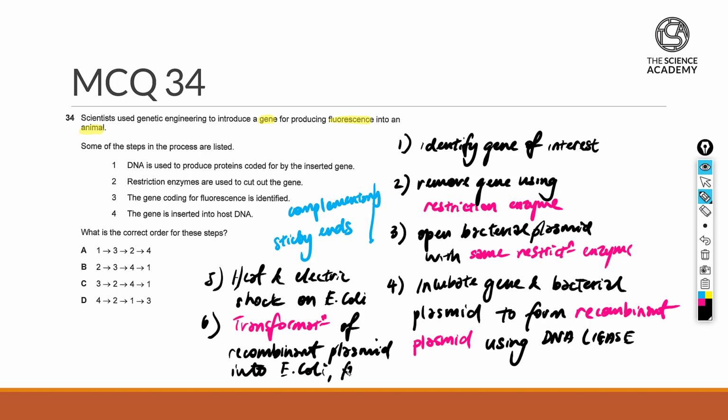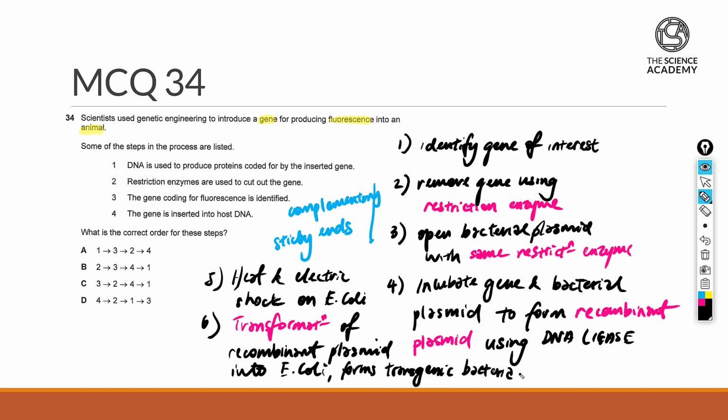And this forms a transgenic bacteria that's now capable of producing the fluorescence protein via the process of transcribing the fluorescence gene and eventually translating the fluorescence mRNA into that fluorescence protein.